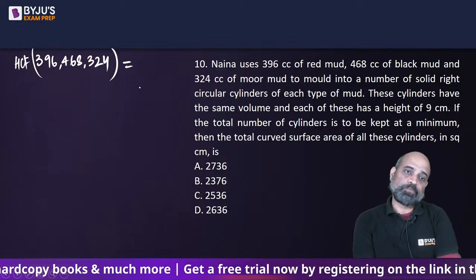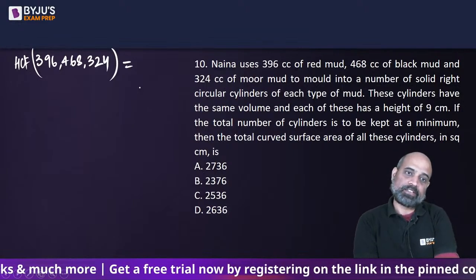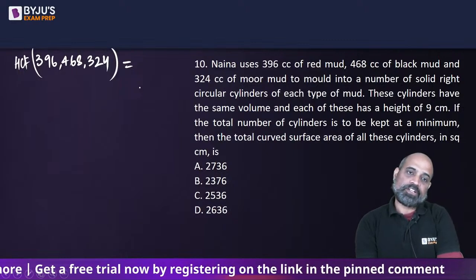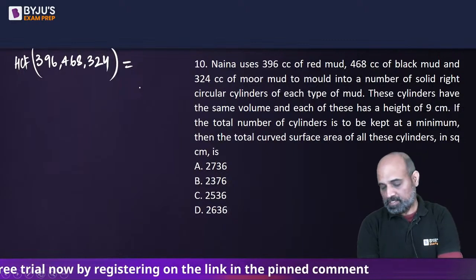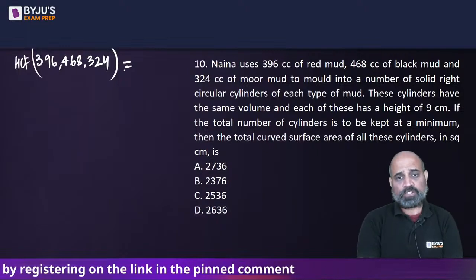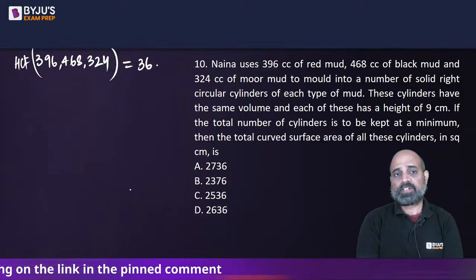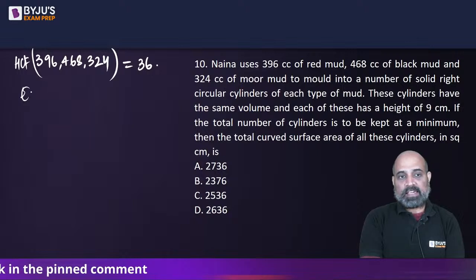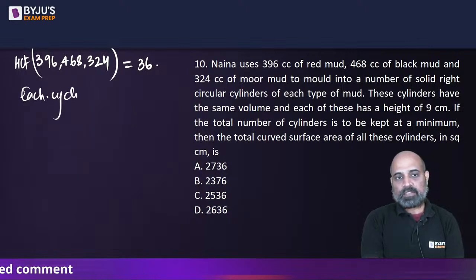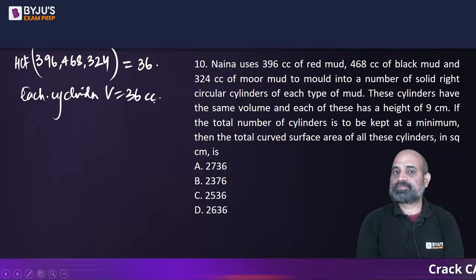They are 72 apart, and 72 में नहीं होगा, 36. So this is going to give you 36. So each cylinder has a volume of 36 cubic centimeter. Okay.